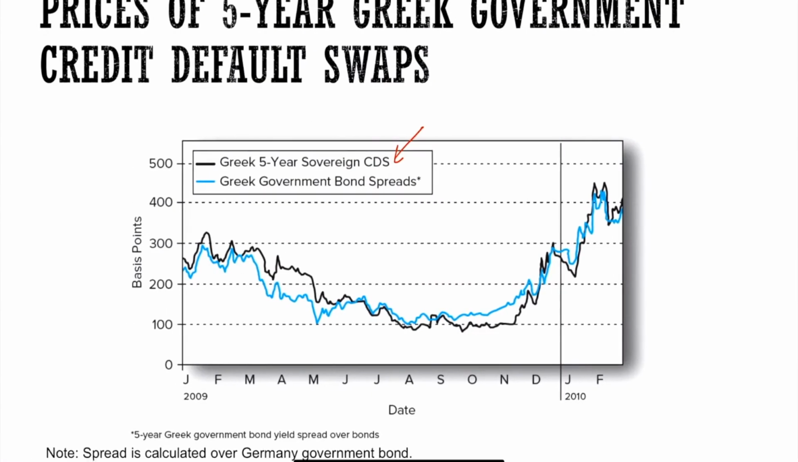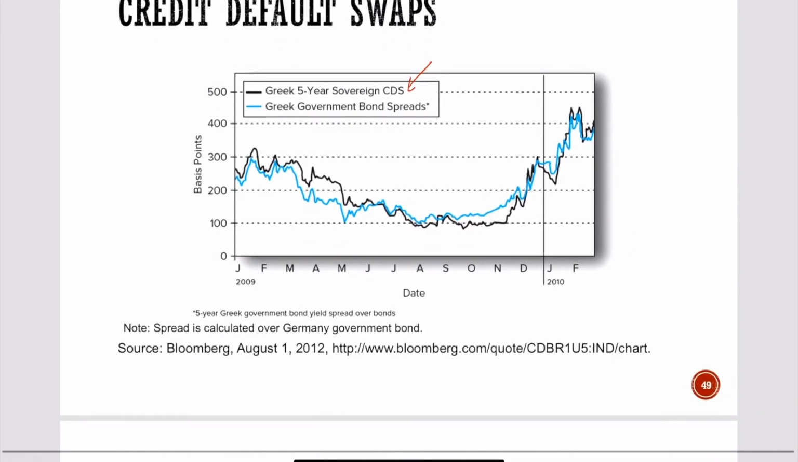And then we have this second line, which is the yield spread between Greece and German government bonds, right? So what you can see here is that the two lines roughly match with each other. So this implies CDS equals yield spread.